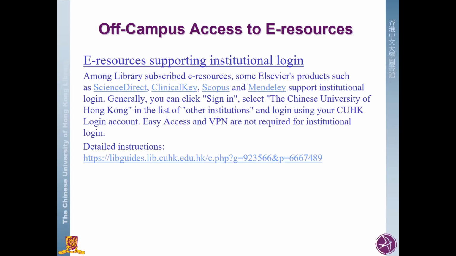The detailed instructions are here. You can click this link and follow the steps. Basically, all these methods help you when you go to the publisher's websites, find the information, and it needs login. You don't need to go back to the library website to search it again. We just end with this method. We just type in our CUHK login and then we can access the full text materials.